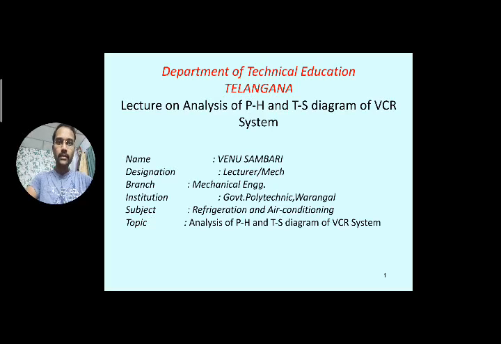So in today's video lesson, we will analyze the pressure enthalpy chart and temperature entropy chart of a VCR system at each and every stage, at each and every component: the compressor, compression; the condenser, condensation; the expander, expansion; and in the evaporator, the evaporation process. At each and every process, how the pressure variations are taking place and how the temperature variations are taking place, and what the enthalpy and entropy are, all these things we can analyze in these pH and TS diagrams.